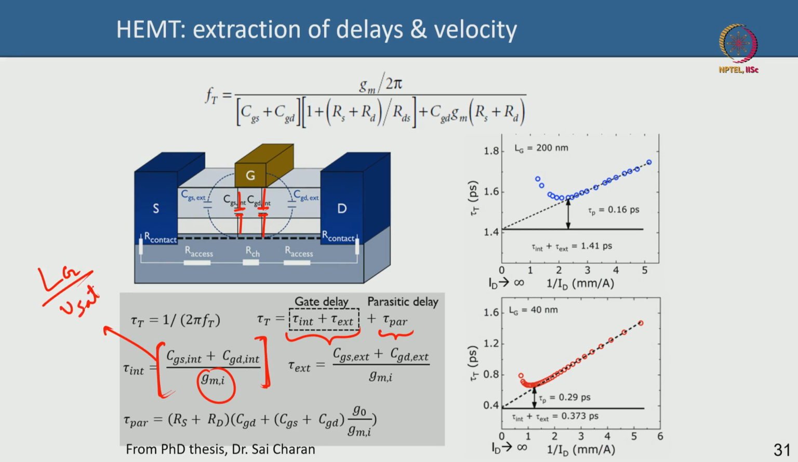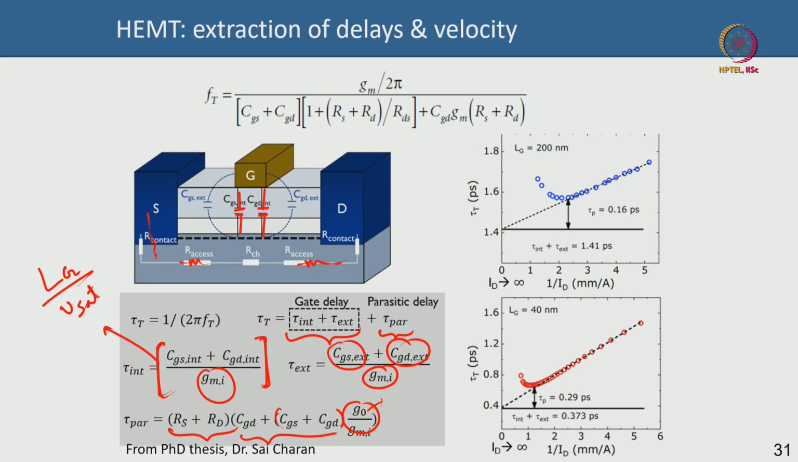Please remember that. The extrinsic delay is the same, but you are talking about extrinsic capacitances divided by gm. The parasitic resistances are where the contact resistance comes in, and the access resistances also matter here. So you have the two access resistances, which include the contact resistance plus this expression, where you have g0 by gmi, the output conductance divided by the intrinsic transconductance, times the summation of the source and drain capacitances plus again the CGD.